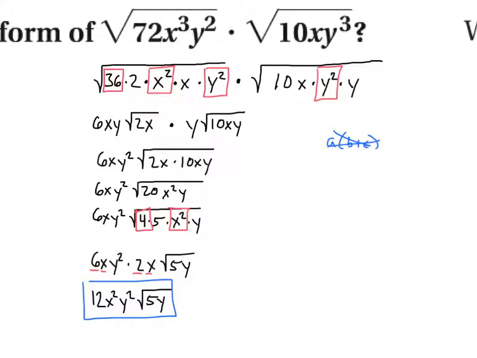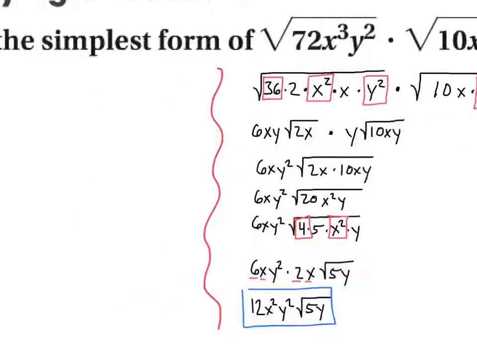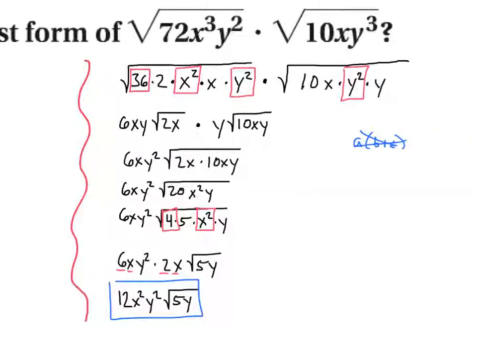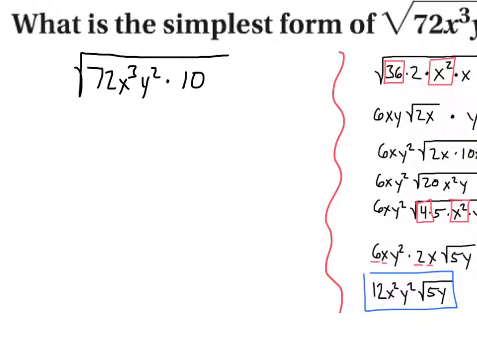Your other option on this problem would have been to multiply our radicands together at the beginning. And we would have said then that we have the square root of 72x cubed y squared times 10xy cubed.